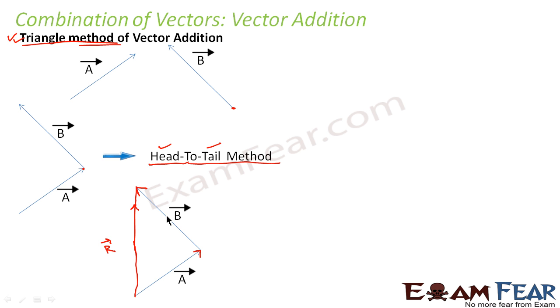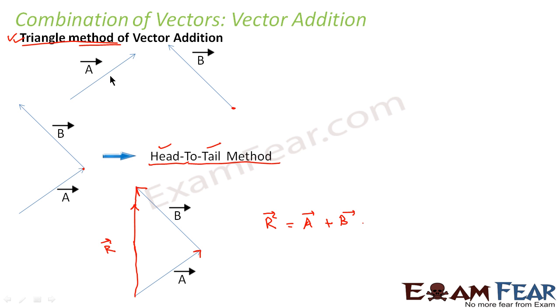So this is a convention which we follow in order to add vectors. So this R is equal to vector A plus vector B. So I hope it is clear to you. So this is how we add vectors. And why is it called the triangle method? Because we make a triangle, or we construct a triangle, to get the sum of two vectors.